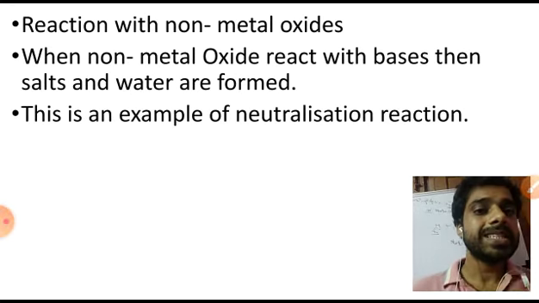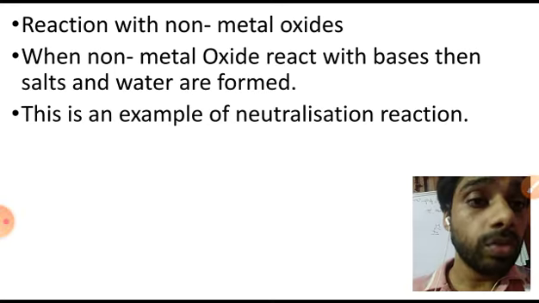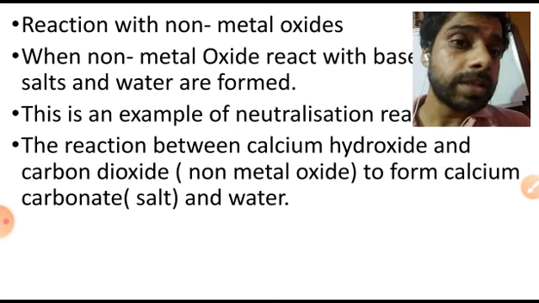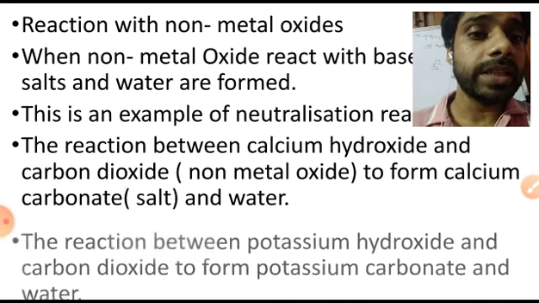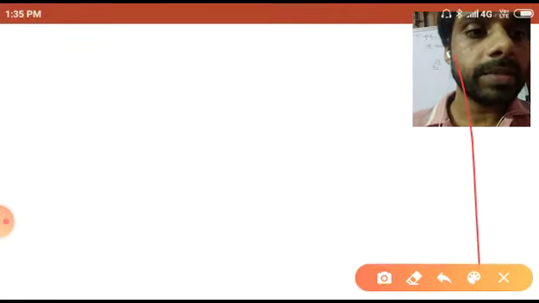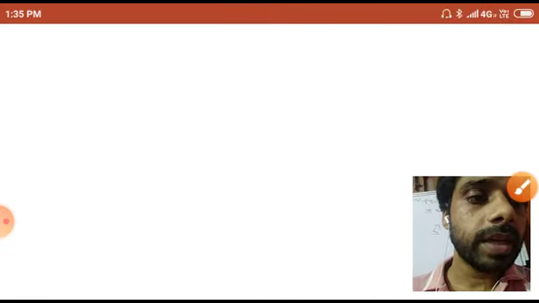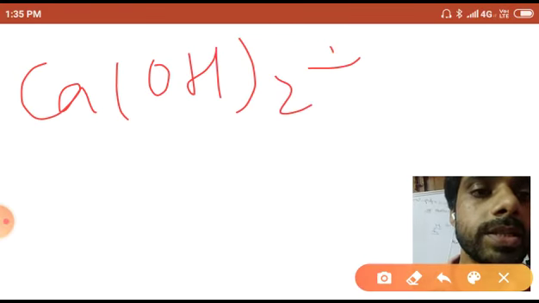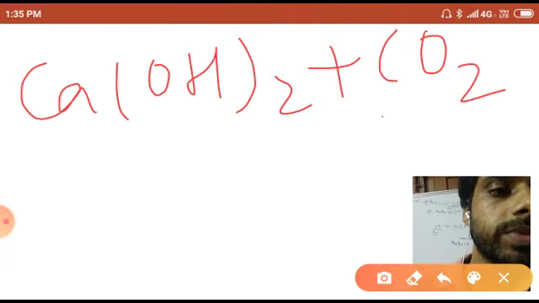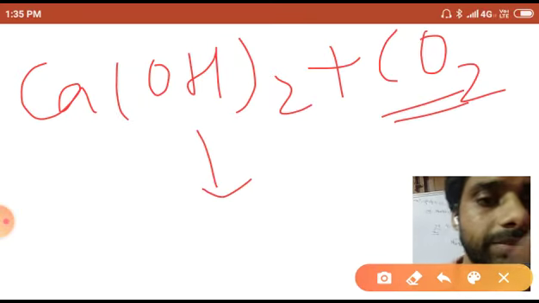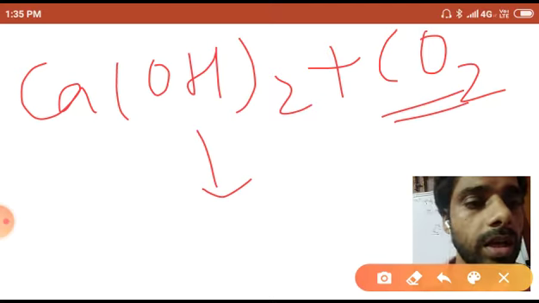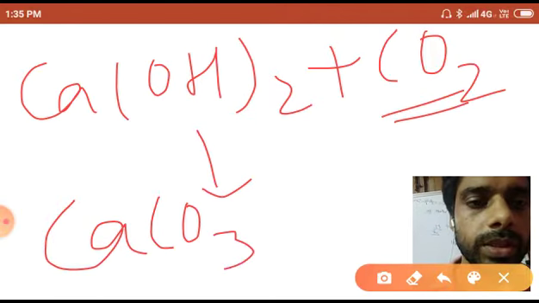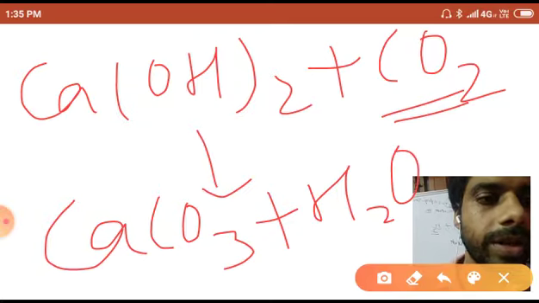You can see this is an example of a neutralization reaction. How will we talk about that one? One of the examples I have taken is the calcium hydroxide and carbon dioxide reaction. I will show you here. Calcium hydroxide, Ca(OH)2 plus CO2. This one is non-metal oxide. What you have read is that it forms salt and water. So CaCO3 plus water. One reaction you have understood.